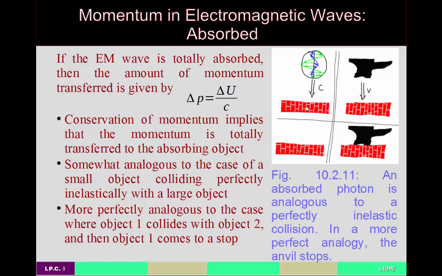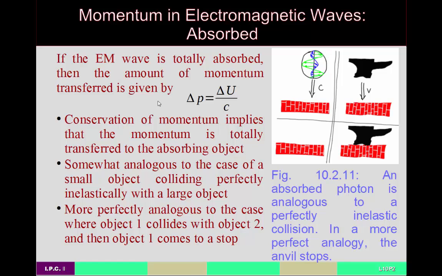Basically, that means that it transfers all of its momentum to the object that is absorbing it, and so the object will pick up a total momentum. Delta P is equal to delta U over c. Delta U is the energy that the photon had. It's effectively absorbed. So whatever energy was in this photon, divided by c, gives how much momentum the photon had. That gives you how much momentum the wall has.